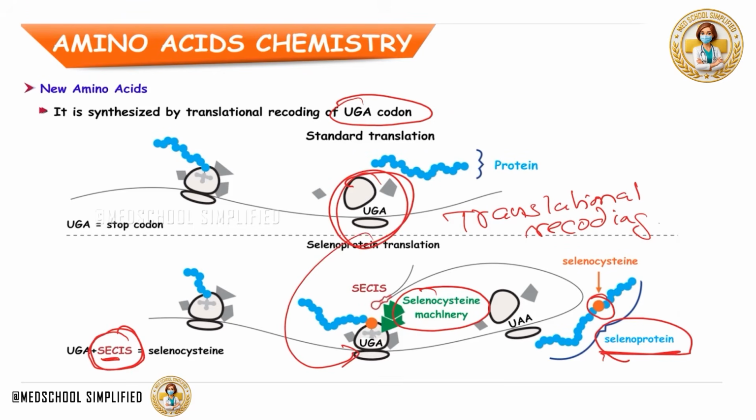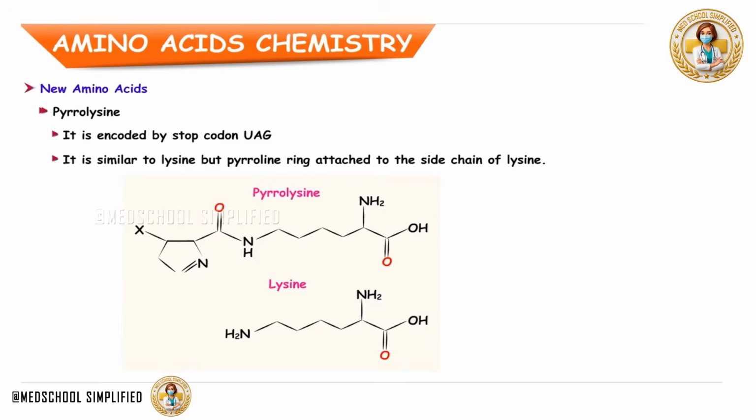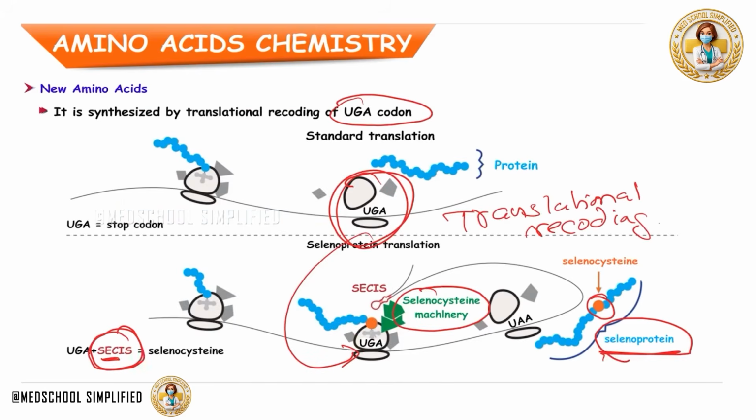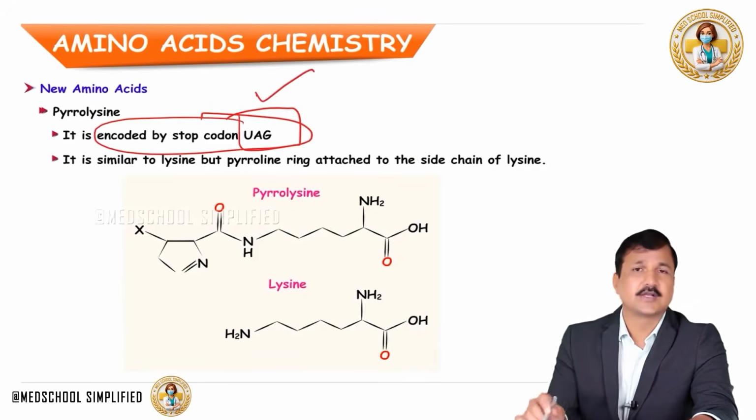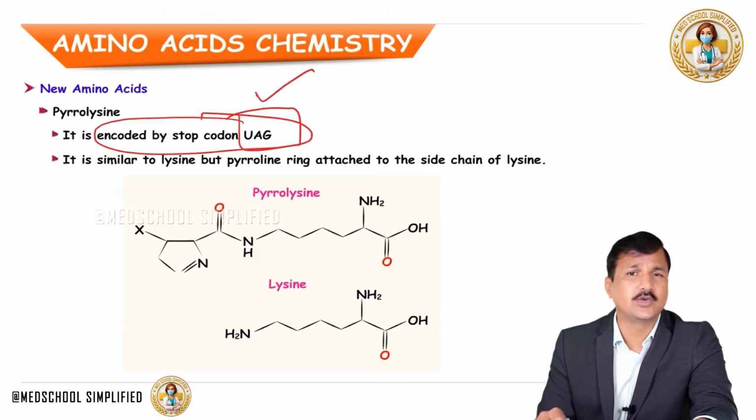I have given you the list of them. So that's the basic information that you must remember. Coming to pyrrolysine. Pyrrolysine is the 22nd amino acid, which is encoded by another stop codon, that is UAG. Make sure you remember that. So for selenocysteine it is UGA. Don't forget that. That's the stop codon UGA, which undergoes translational recoding to make selenoproteins. Whereas pyrrolysine is coded by another stop codon, UAG.